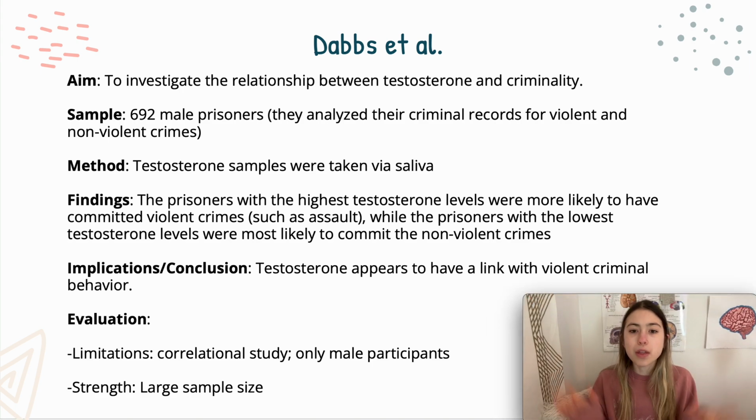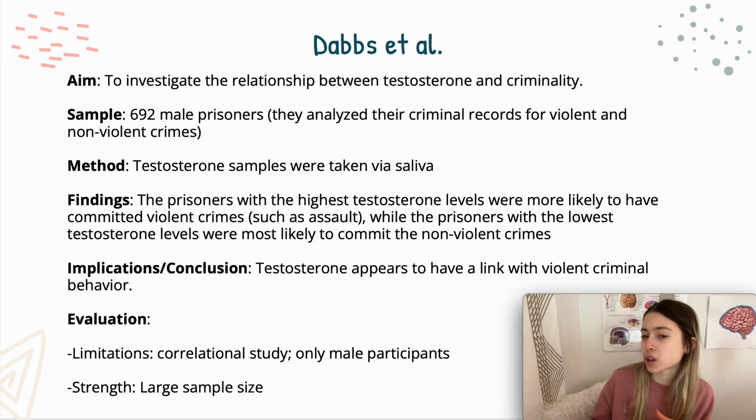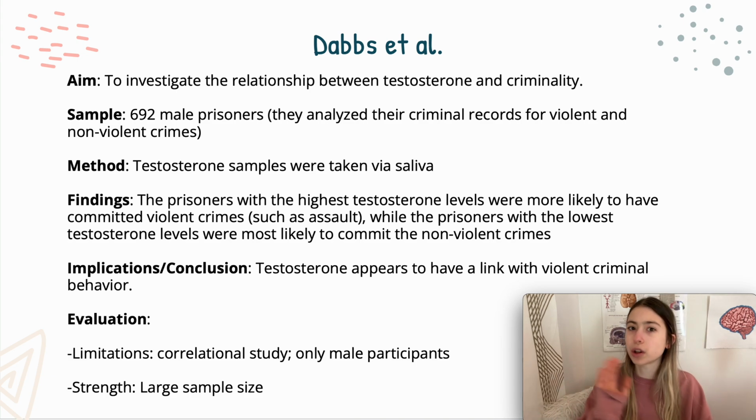Okay, so the first case is Dabs et al, meaning there's other people involved, but it's called Dabs. So the aim of this case was to investigate the relationship between testosterone and criminality. So if you're unfamiliar with testosterone, it's basically a main hormone in males, and it has been linked to aggression. A lot of studies have proved that. So this study kind of took it in that direction, and testosterone helps males develop.